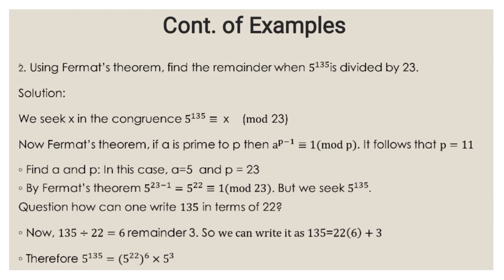Okay, so we're to do the same thing using Fermat's little theorem, but now we have 5 raised to the power 135. We want to know the remainder when it is divided by 23. So again, using Fermat's little theorem.